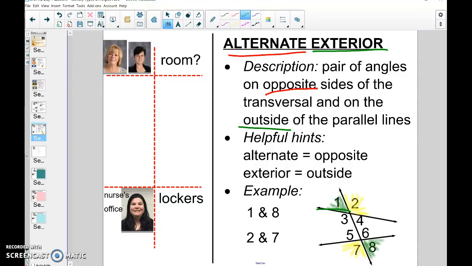So if these are my two lines right here, okay, this is my interior. So 3, 4, 5, 6 can't be these type of angles at all. 1 is on the left-hand side, 8 is on the right-hand side. Therefore, those are alternate exterior angles. And then 2 and 7 are the other pair.